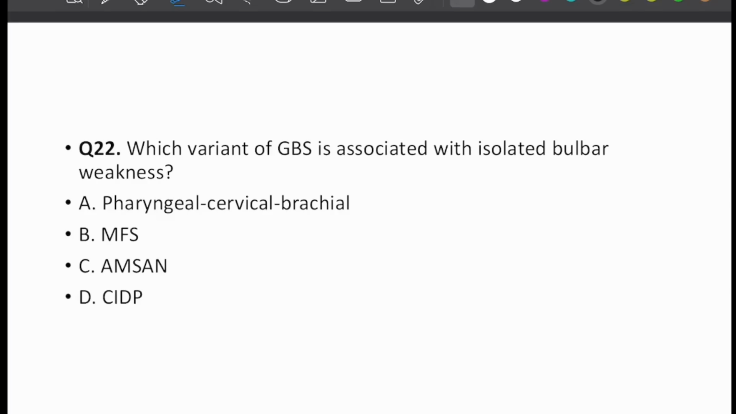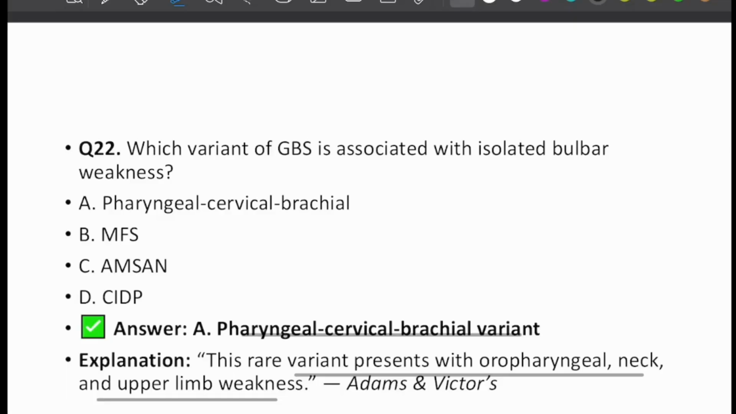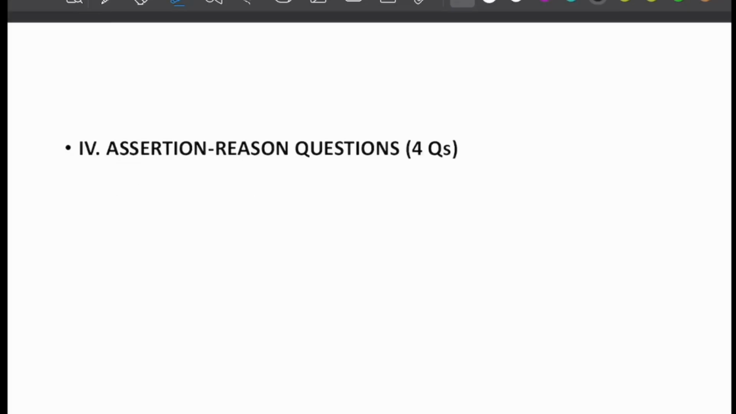Which variant of GBS is associated with isolated bulbar weakness? We have mentioned that GBS is typically an ascending paralysis. But there is one variant, the pharyngocervicobrachial, which is associated with isolated bulbar weakness. Patient can start with the bulbar symptoms. That is why I already mentioned that you should check the neck muscle power in all cases of GBS. Then finally there will be 4 assertion reason questions.